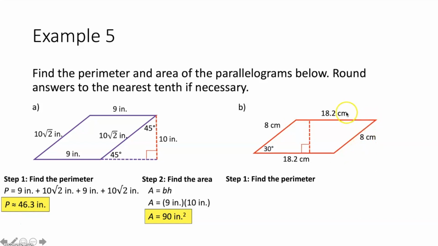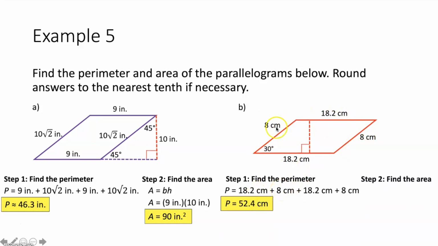So in order to find the perimeter, I just add up all of these side lengths and I end up getting that the perimeter of this parallelogram is 52.4 centimeters. Now let's find the area. The area of a parallelogram formula is area is equal to base times height.